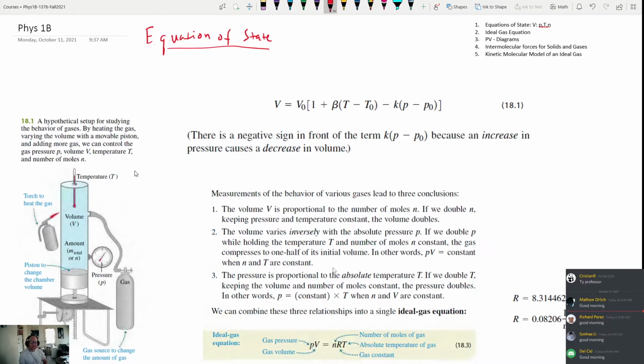So the type of quantities that we're going to care about are going to be macroscopic properties of the substance. For a gas, it's going to be things like pressure, volume, temperature, and amount of substance. So an equation of state is basically something that describes how macroscopic properties of the material evolve over time.